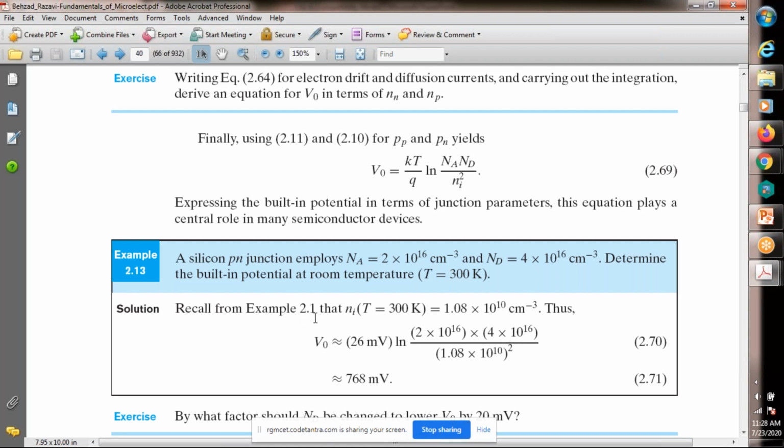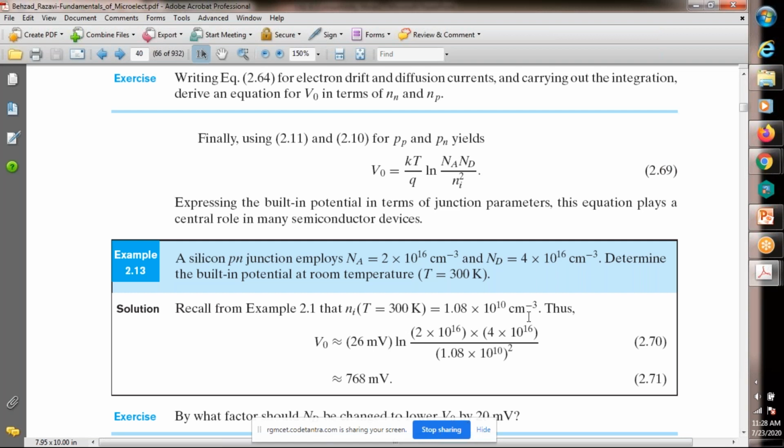Now what is the equation here? Already we have calculated Ni value at T is equal to 300 degree Kelvin, that is equal to 1.08 into 10 power 10 per cubic centimeter. Now simply substitute here. KT by Q, you already know, when T is equal to 300 Kelvin, is equal to 26 millivolt.